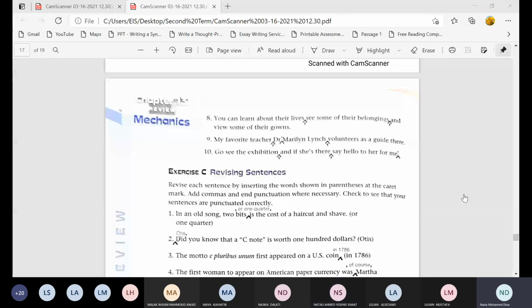Okay. Exercise D is to correct the sentences and fragments. You can solve it. I want you to solve. We can go back to page 251, girls. 251.